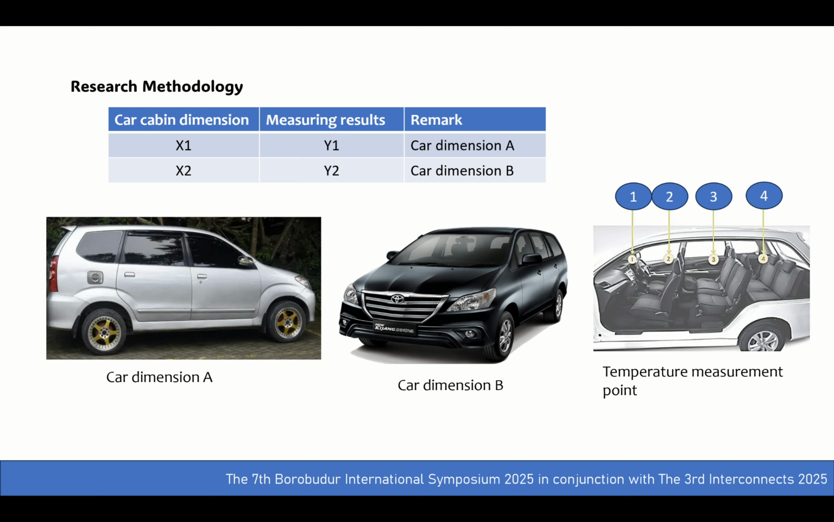the Innova. For temperature measuring points, we have four: the dashboard, the driver seat, the passenger seat, and the back of the passenger car, or one point at the end of the car.